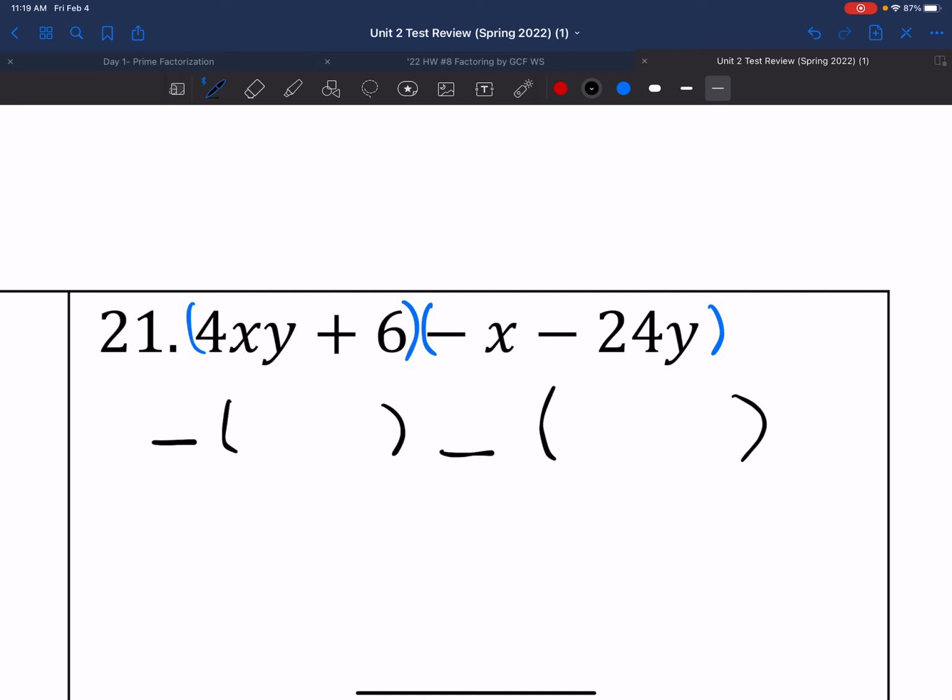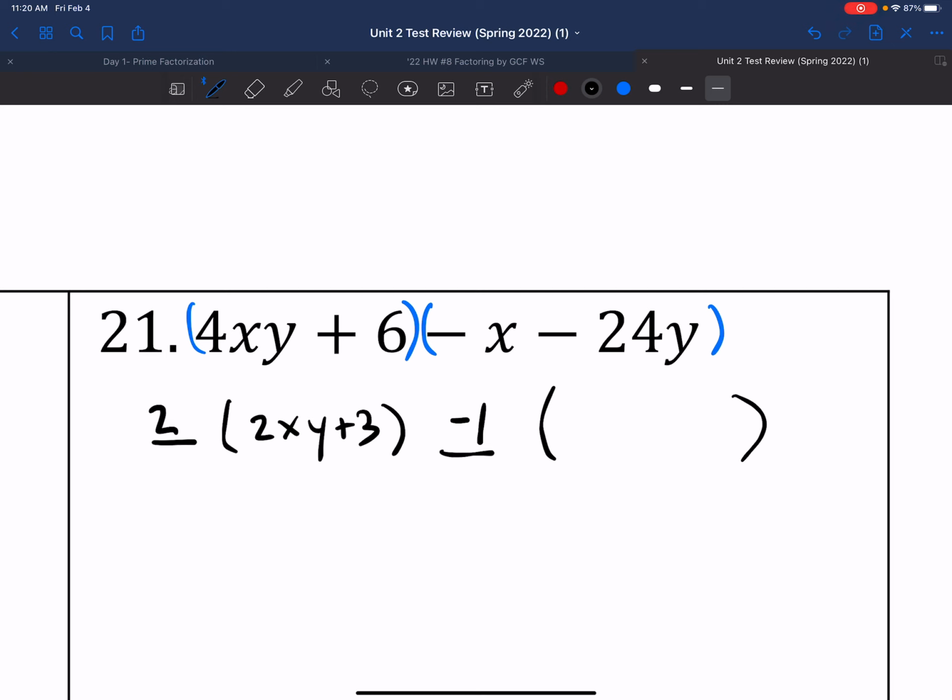So what goes into 4xy and 6 at the same time? I'm thinking 2. And then what goes into negative x and negative 24y at the same time? I'm thinking just negative 1. Right? And this one's a little weird, but okay, well, 2 times something is going to give me 4xy. So let's put 2xy here. And 2 times what will give me 6? So that's just going to be positive 3.